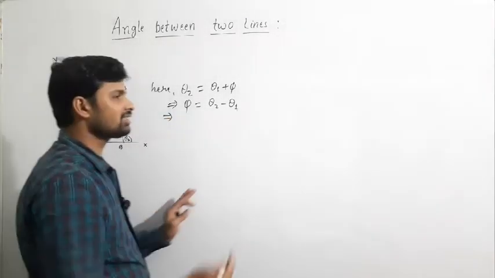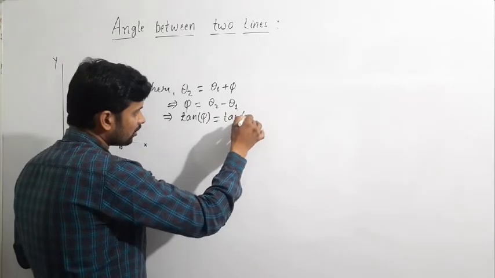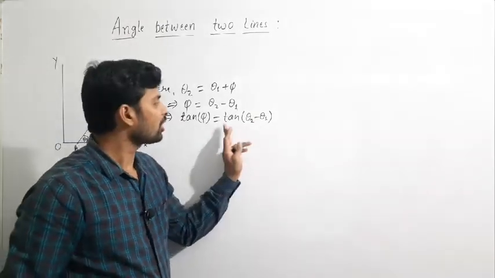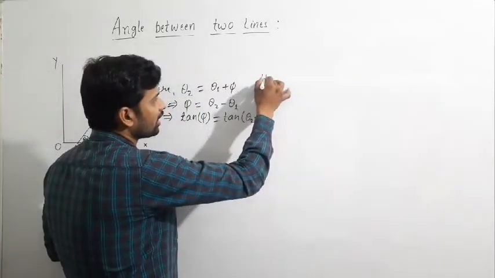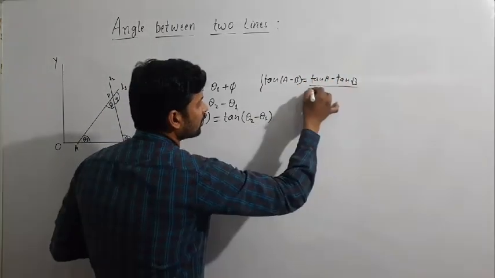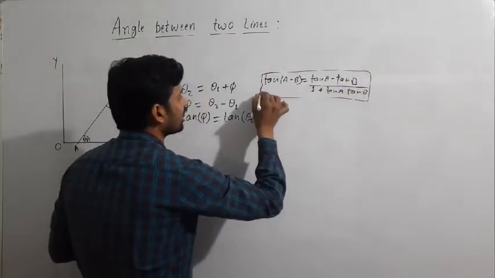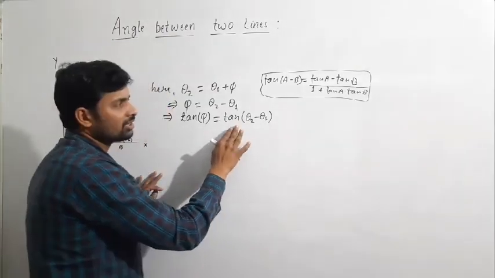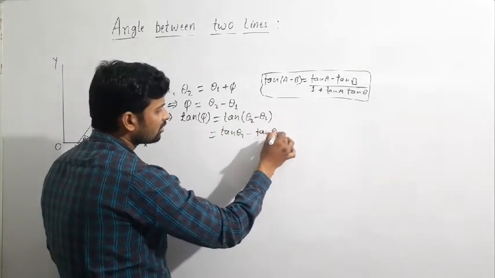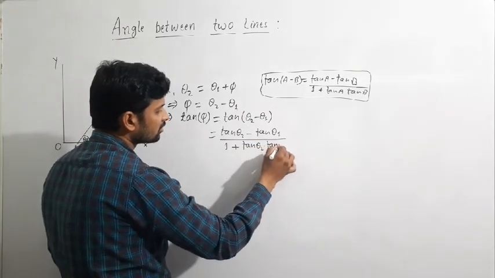Now apply tangent on both sides. Tangent of phi will be equal to tangent of theta2 minus theta1. Do you know the formula for tan(A minus B)? Tan(A minus B) is equal to tan A minus tan B, whole divided by 1 plus tan A into tan B. This is the formula which will be used here. So we can write tan theta2 minus tan theta1, whole by 1 plus tan theta2 into tan theta1.